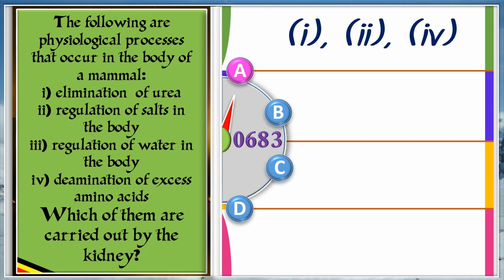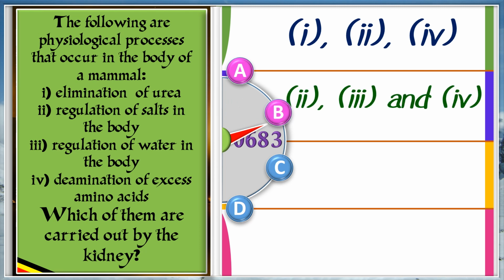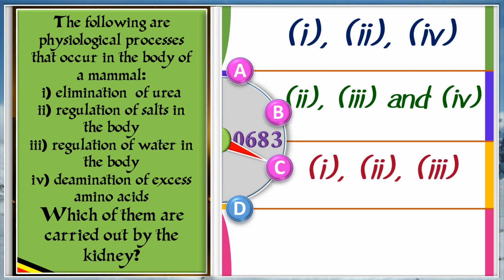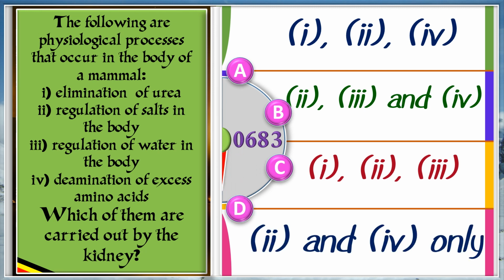A. 1, 2, and 4. B. 2, 3, and 4. C. 1, 2, and 3. D. 2 and 4 only. The answer is C. 1. Elimination of urea. 2. Regulation of salts in the body. And 3. Regulation of water in the body.